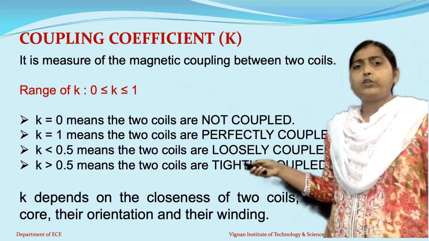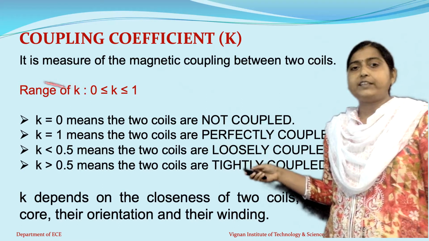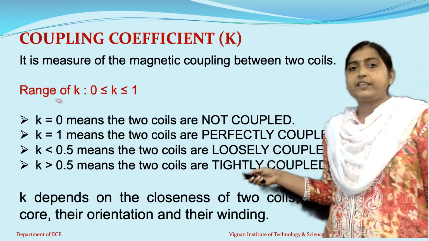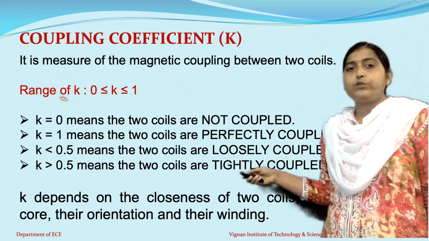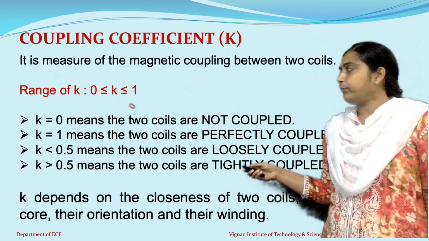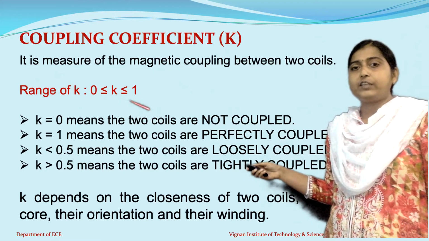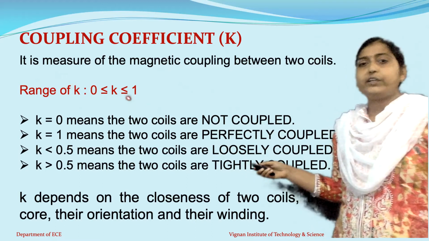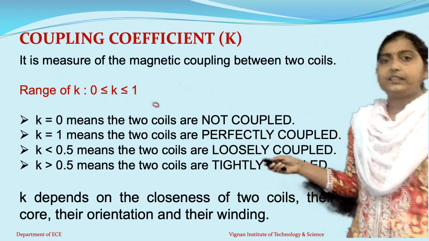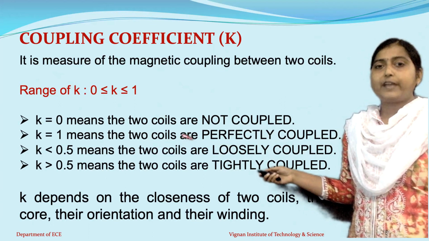In order to understand what the coefficient of coupling tells us about magnetic circuits, let us first understand its range. The range of the coefficient of coupling varies from 0 to 1, that is 0 ≤ K ≤ 1. For different values of K, it tells us different things about magnetic circuits.